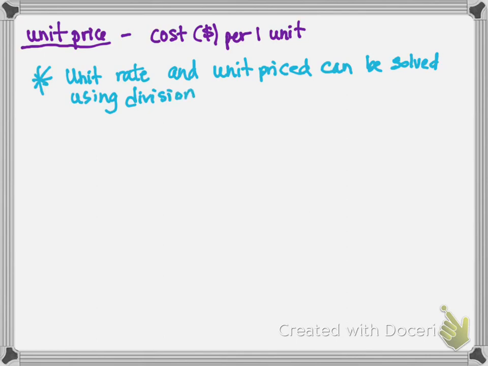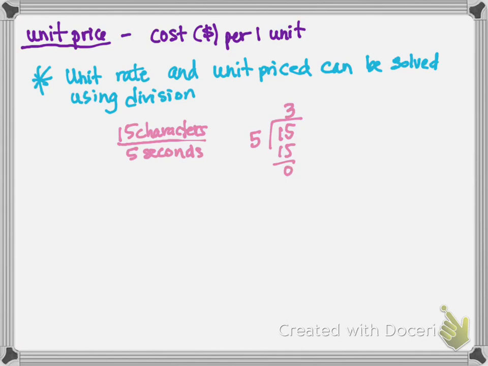So another way that we could have solved the 15 characters is if we said 15 characters over 5 seconds. So this is what our unit rate looks like. I can take the 2 key players, the dividend of 15 and the divisor of 5, and 5 goes into 15 exactly 3 times with no remainder. So then I can interpret that to be 3 characters per second.